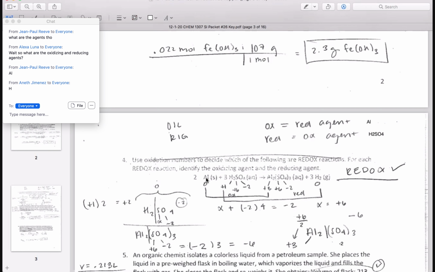Okay, so let's go ahead and talk about this. The first thing that you guys can see is I made sure I circled all of this information so I didn't lose any of it. I listed it over here.